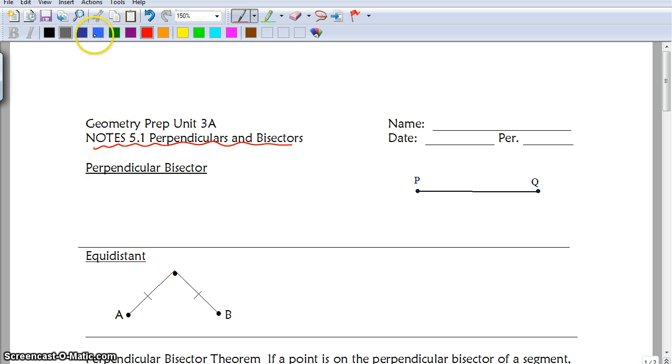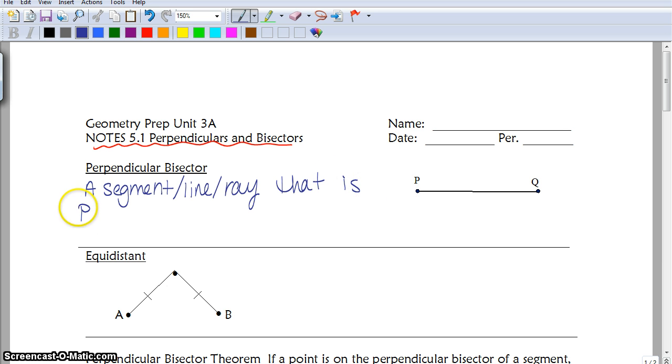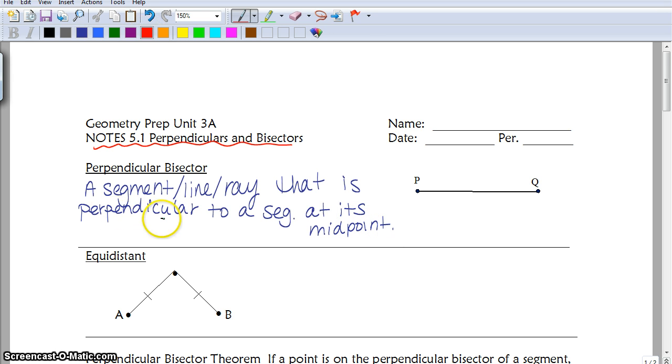So a perpendicular bisector is a segment, and then I'm going to put in a slash here, line or ray, because it could be any of those, that is perpendicular to a segment at its midpoint. And just a reminder, guys, the symbol for perpendicular is that upside down T.